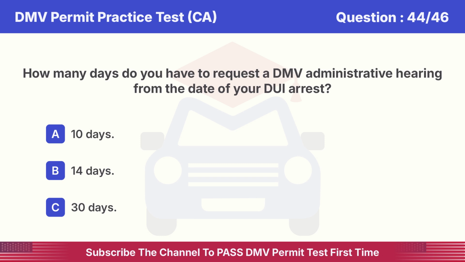Question 44. How many days do you have to request a DMV administrative hearing from the date of your DUI arrest? Option A, 10 days. B, 14 days. C, 30 days.